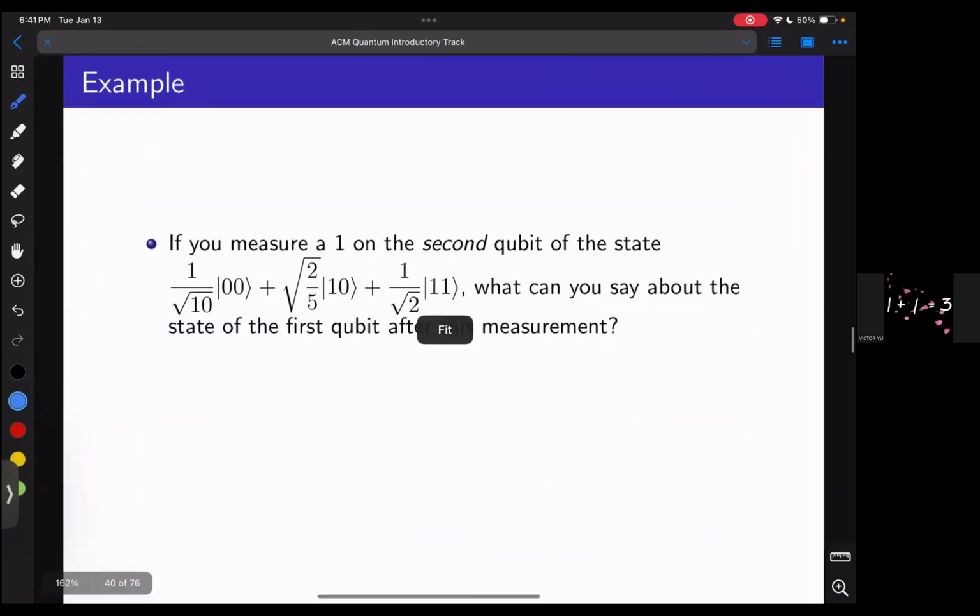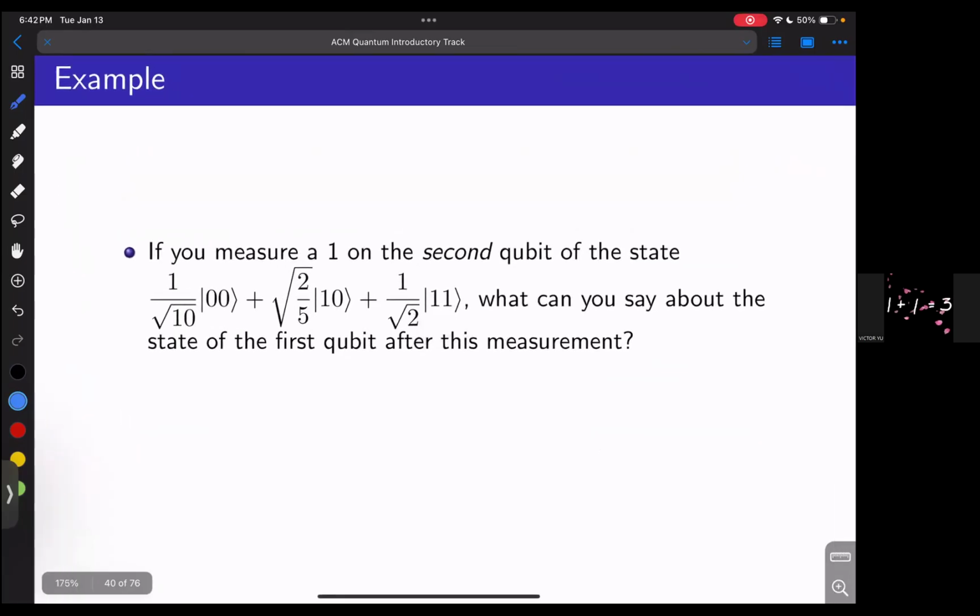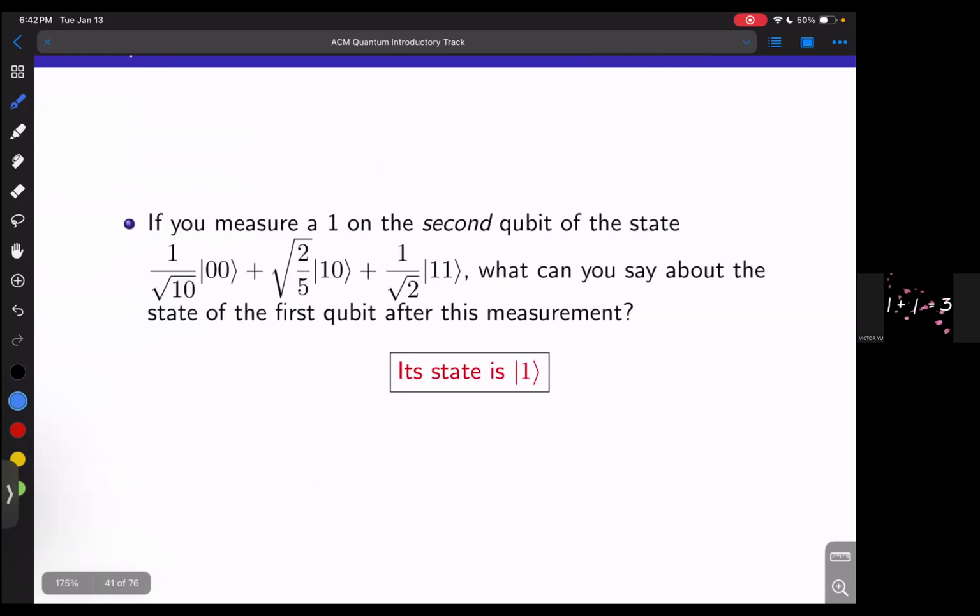Okay, just a quick question again. If you were to measure 1 on the second qubit of this state, what could you say about the first qubit? So it's going to be 1. Yeah, exactly. Because there's no 0, 1 term, which means that the only term with a 1 in the second entry is this 1, 1. So when we measure 1 on the second qubit, we know the first qubit's in 1. Make sense?